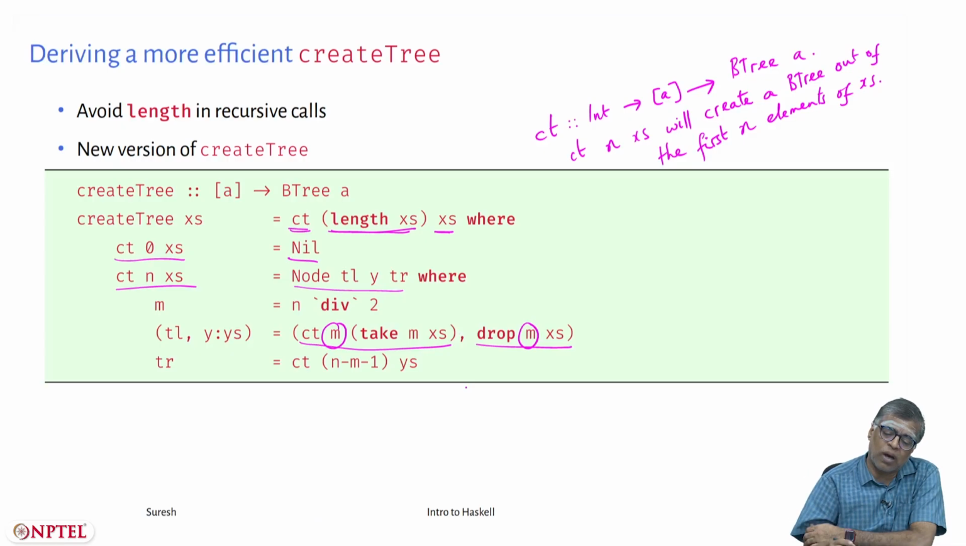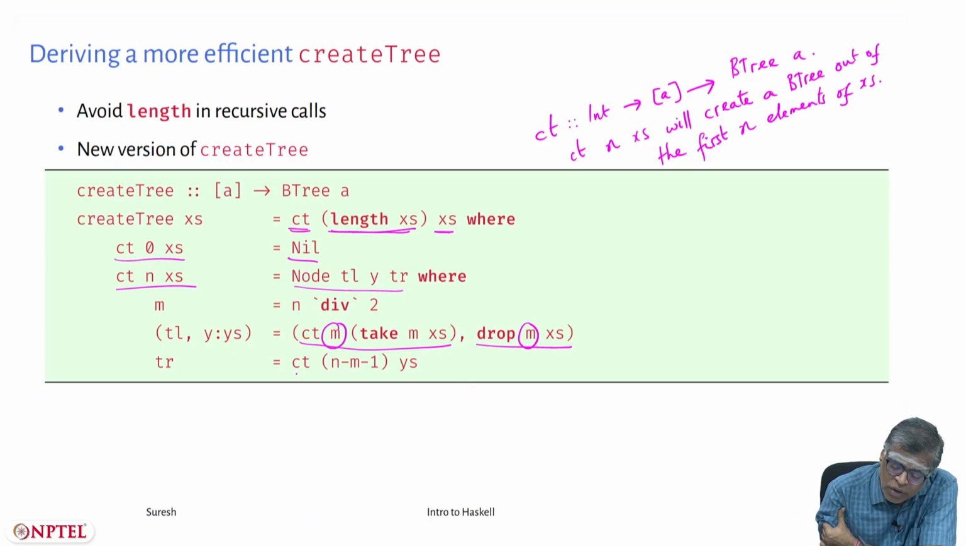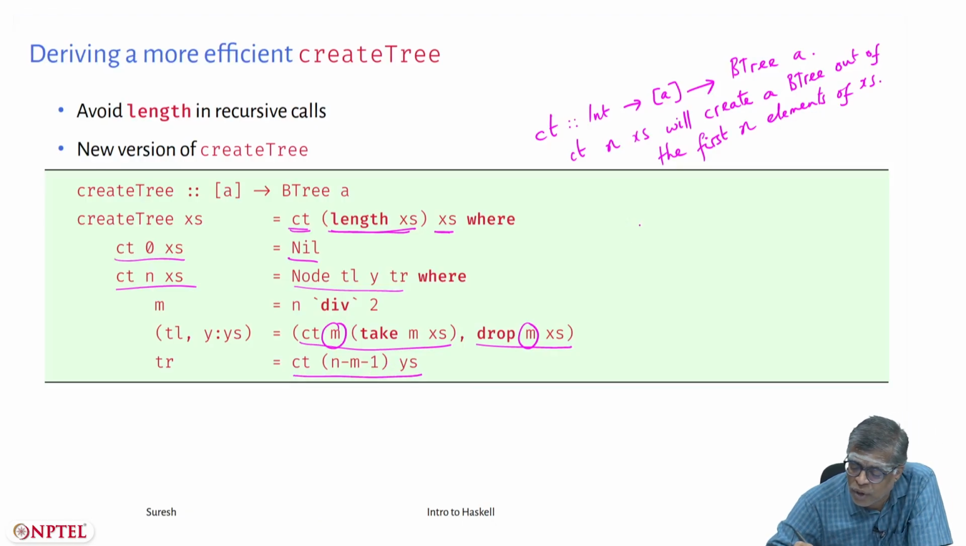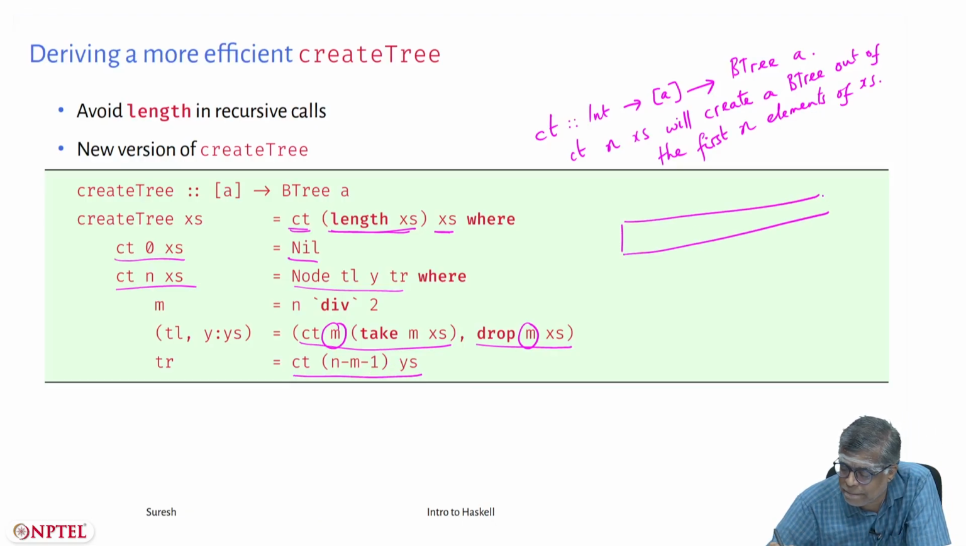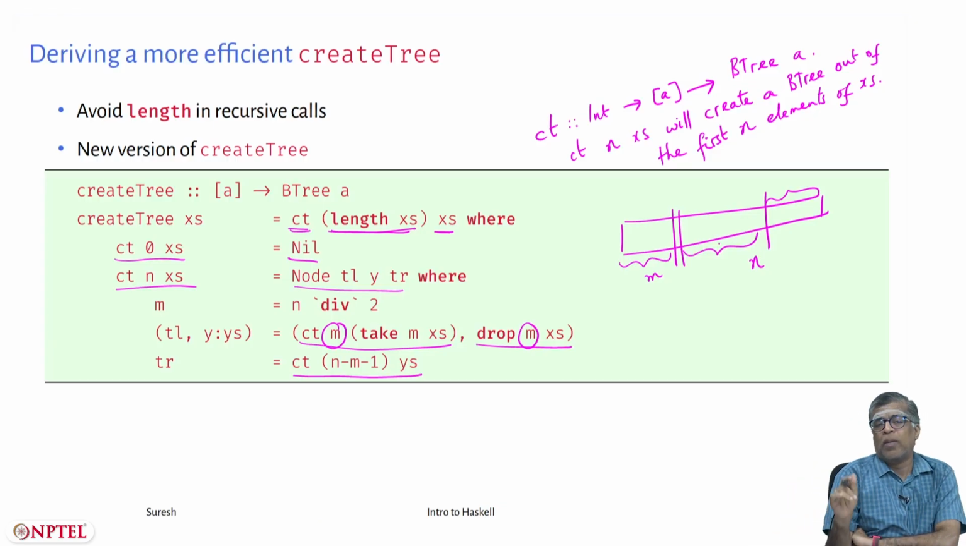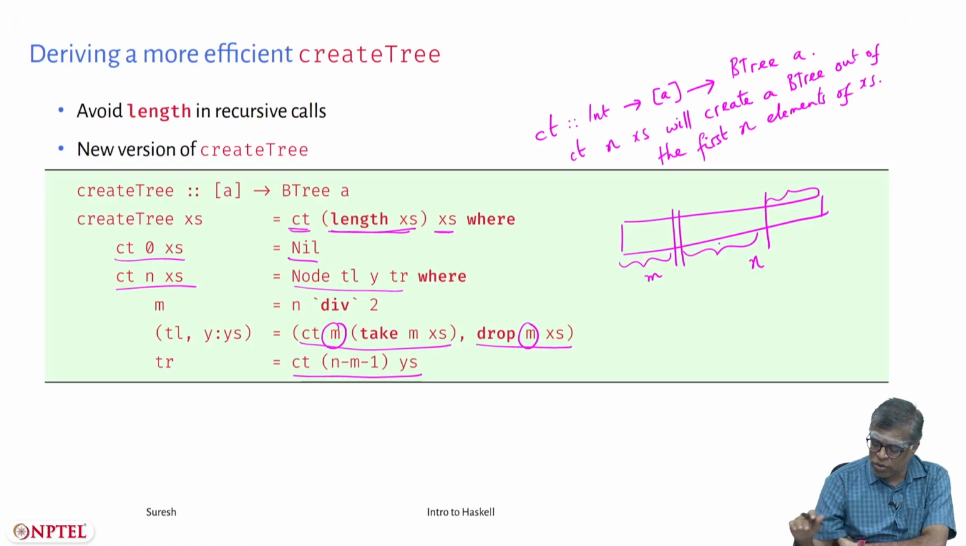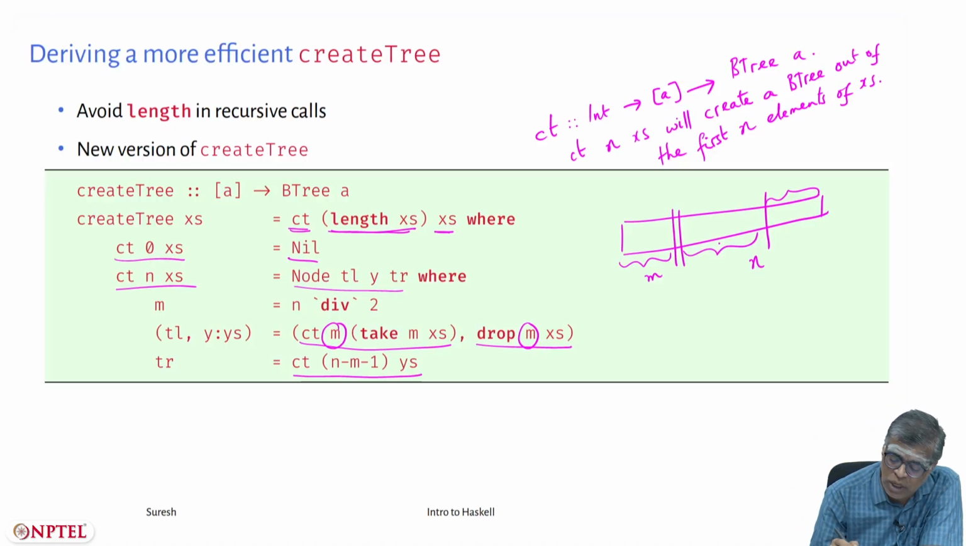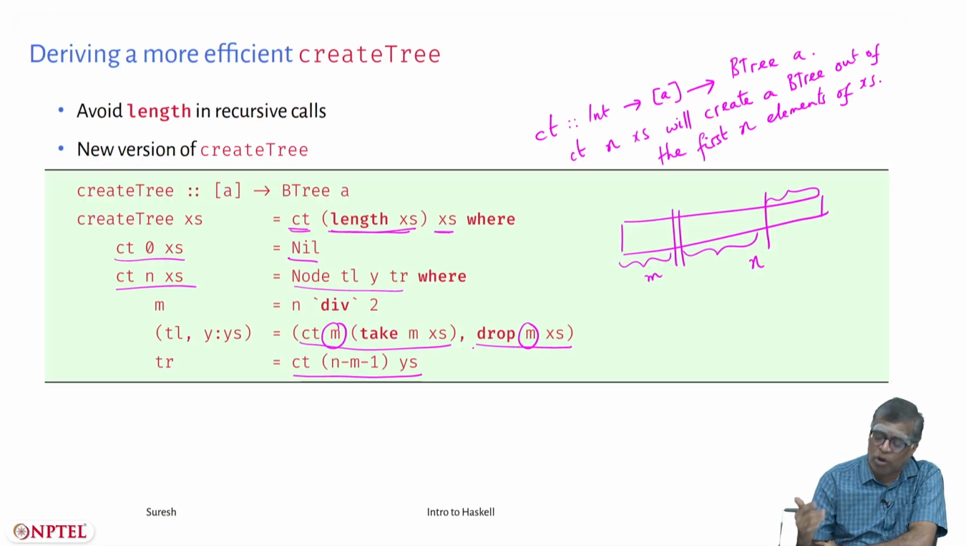And finally TR is CT of n minus m minus 1 ys, because if you want to create a tree out of n elements, there are some other elements left over. I am first trying to create a tree out of m elements, then there is one root, and then how many elements are left over here? n minus m minus 1. So I need to make a tree out of n minus m minus 1 elements of ys, and that will be my right subtree. So this I can do, but still there is a problem because I still do take and drop. So I need to avoid take and drop as well.